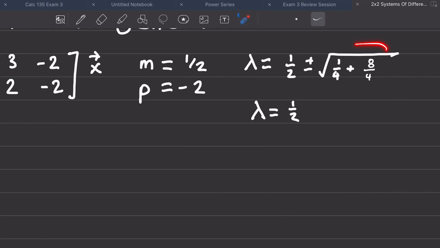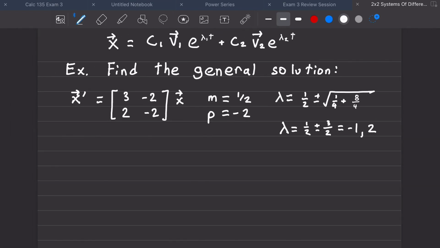So in here, we have 9/4, and the square root of that cancels out to 3/2. So we have plus or minus 3/2, which we can now say is equal to, if we subtract 3/2, negative 1, or we have 2. So those are our eigenvalues. That was pretty fast. Now we're going to start finding our eigenvectors.